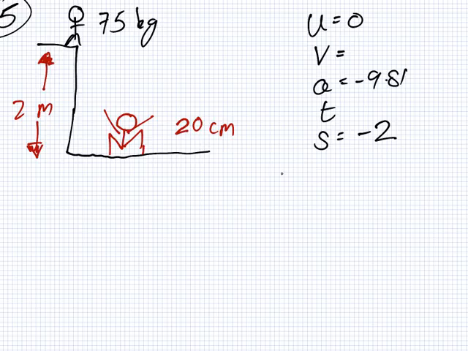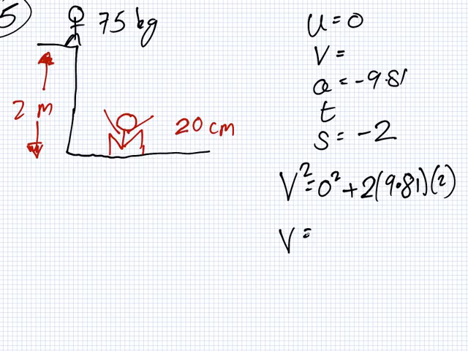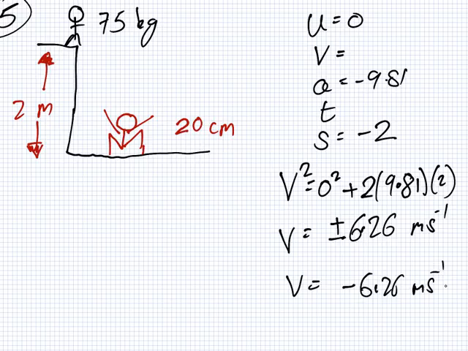V squared equals U squared plus 2AS. All the minuses cancelled. Now, V has technically 2 answers, plus or minus 6.26, because of the square root. Which answer do we take, of course? The negative, because he's fallen down. The minus 6.26 meters per second. Is that okay? Yes.